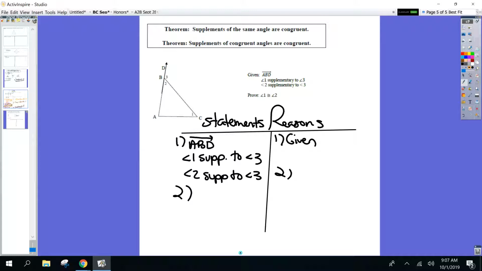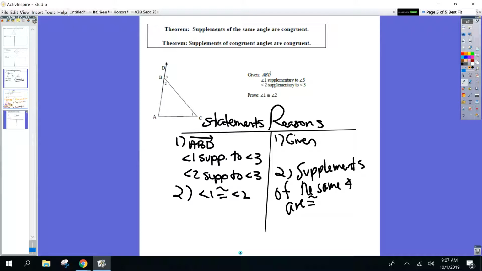To say angle 1 congruent to angle 2, we'll have the sheet right in front of us on Monday so we get the wording right. Supplements of what type of angles in this case? Same angle. Supplements of the same angle are congruent. This would be a three-step proof if I was not given they were supplementary. I would have to write that in.